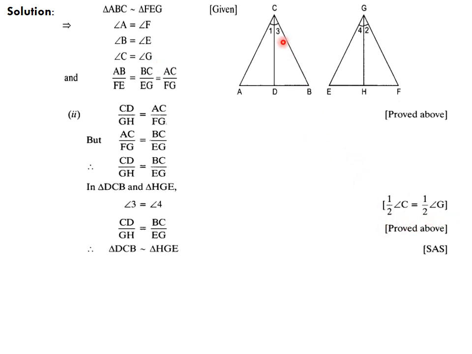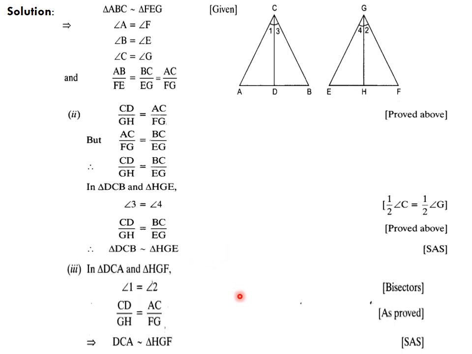So we can write angle 3 is equal to half of angle C and angle 4 is equal to half of angle G. So since C is equal to G, ultimately we can write down angle 3 is equal to angle 4. So we have these two sides correspondingly in ratio with each other and the angles between them are equal. Therefore, by SAS similarity criterion, triangle DCB is similar to triangle HGE.